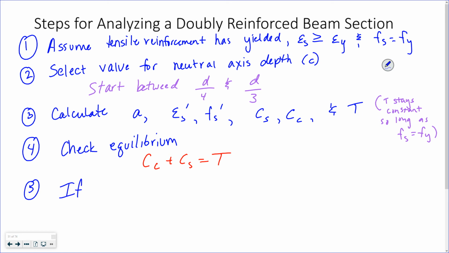If T is greater than C sub C plus C sub S, that means I need to decrease the stress in both my compression steel and my compression concrete. I do that by making the area over which that stress happens, that 0.85 f prime c, smaller. So that means making your A smaller, your depth of your stress block smaller. Oh wait, the other way around.